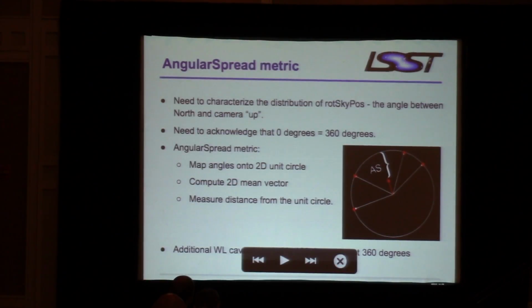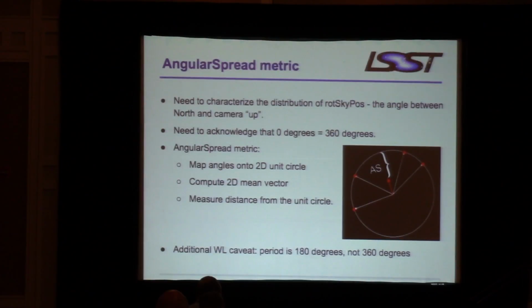So the metric we developed is this angular spread metric, and the way that works is you take your set of angles you want to measure the distribution of, map them onto the unit circle, and find the two-dimensional mean of all those points. And then the distance of that mean from the unit circle is your metric. So this ranges between 0 and 1. If all of the angles are the same, you get a metric that's 0, so 0 uniformity. If the angles are more spread out, then you get 1.